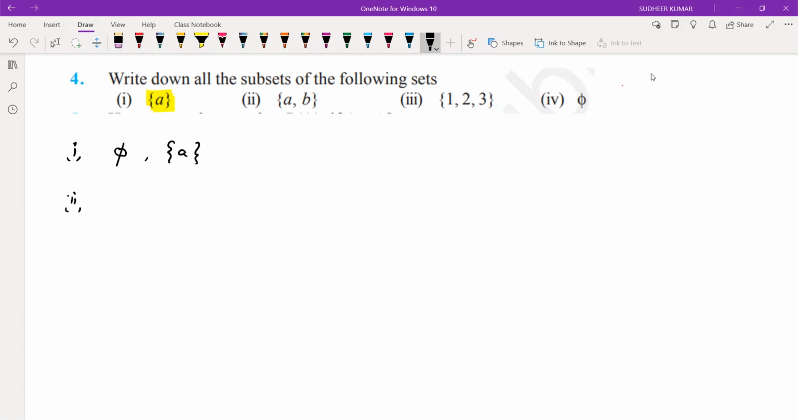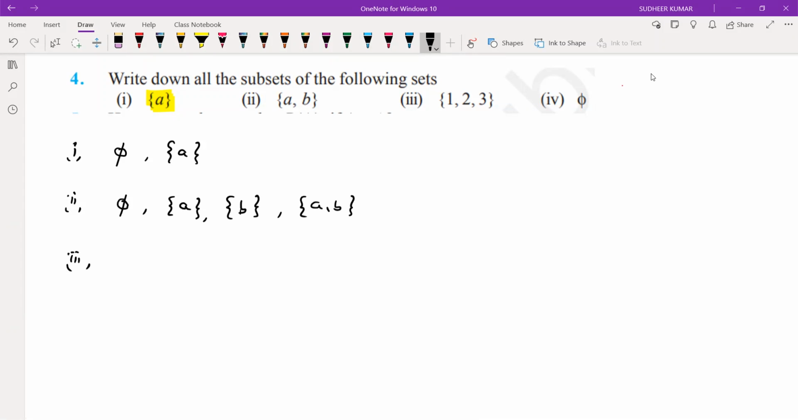Yes, sir. So go to the second one. Set AB is given. What are the subsets? Sir, 5, set A, set B, and set of AB. Then go to the third one.